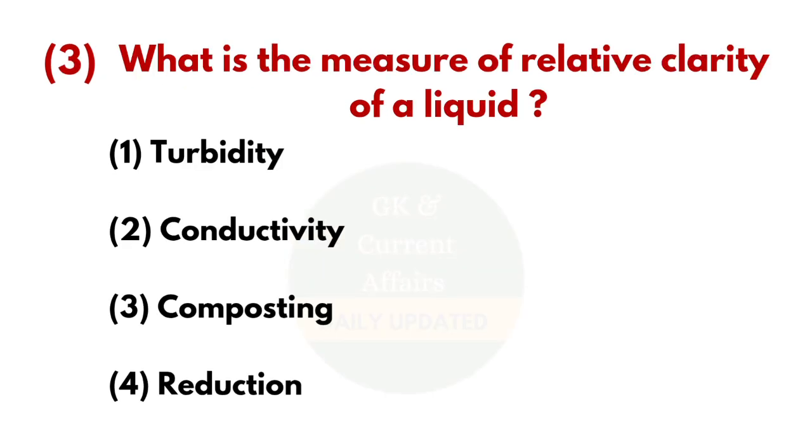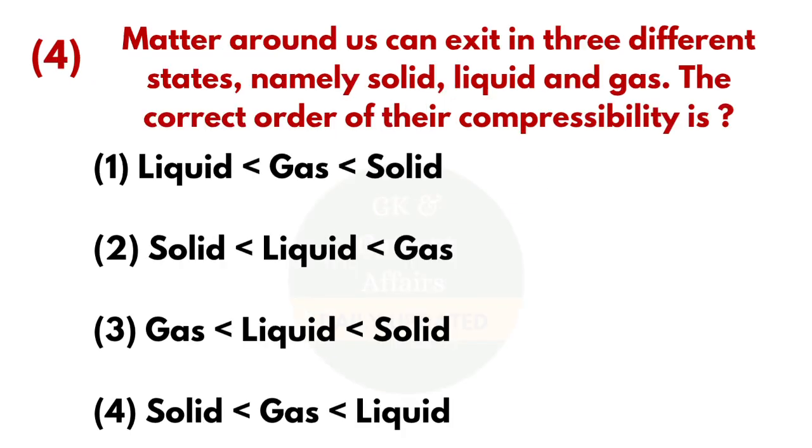Third question, what is the measure of relative clarity of a liquid? And the answer is turbidity. Fourth question, matter around us can exist in 3 different states, namely solid, liquid and gas. The correct order of their compressibility is, and the answer is solid, liquid, gas.